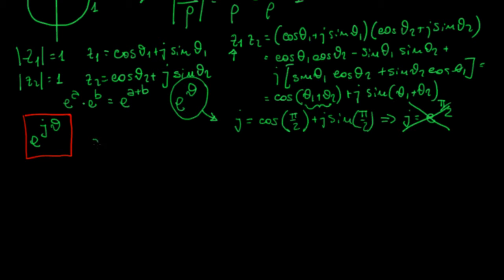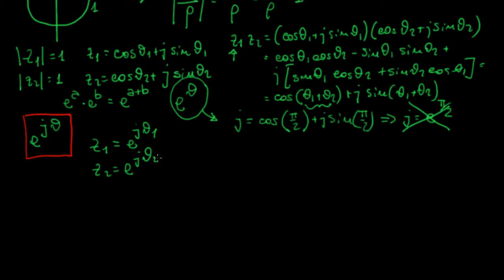So, for example, z1 is going to be equal to e raised to j theta 1, while z2 is e raised to j theta 2. And remember, this is the right form for a complex number with modulus 1. z1 and z2 are two complex numbers with modulus 1. So what I got in the exponential form is that z1 is equal to e raised to j theta 1, and z2 is equal to e raised to j theta 2.